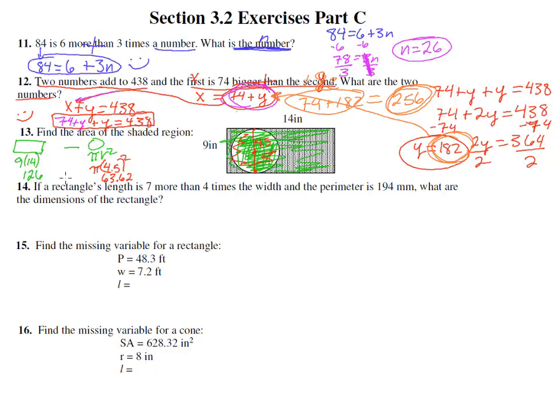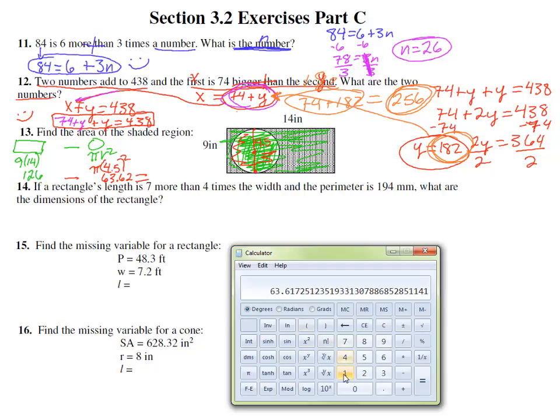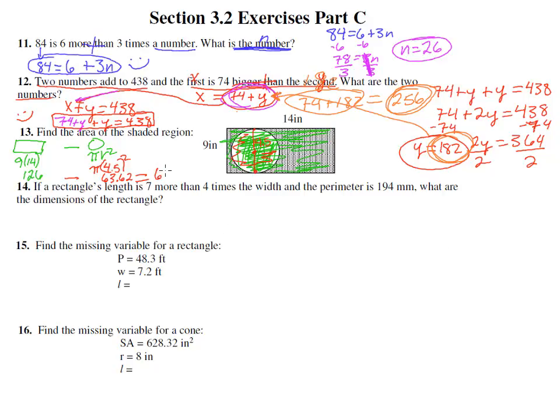So we would have to subtract that from the whole rectangle, and we end up with 126 minus 63.62, and we get 62.38. Now notice we were finding area. So if we're finding area and given inches, then this must be in inches squared.